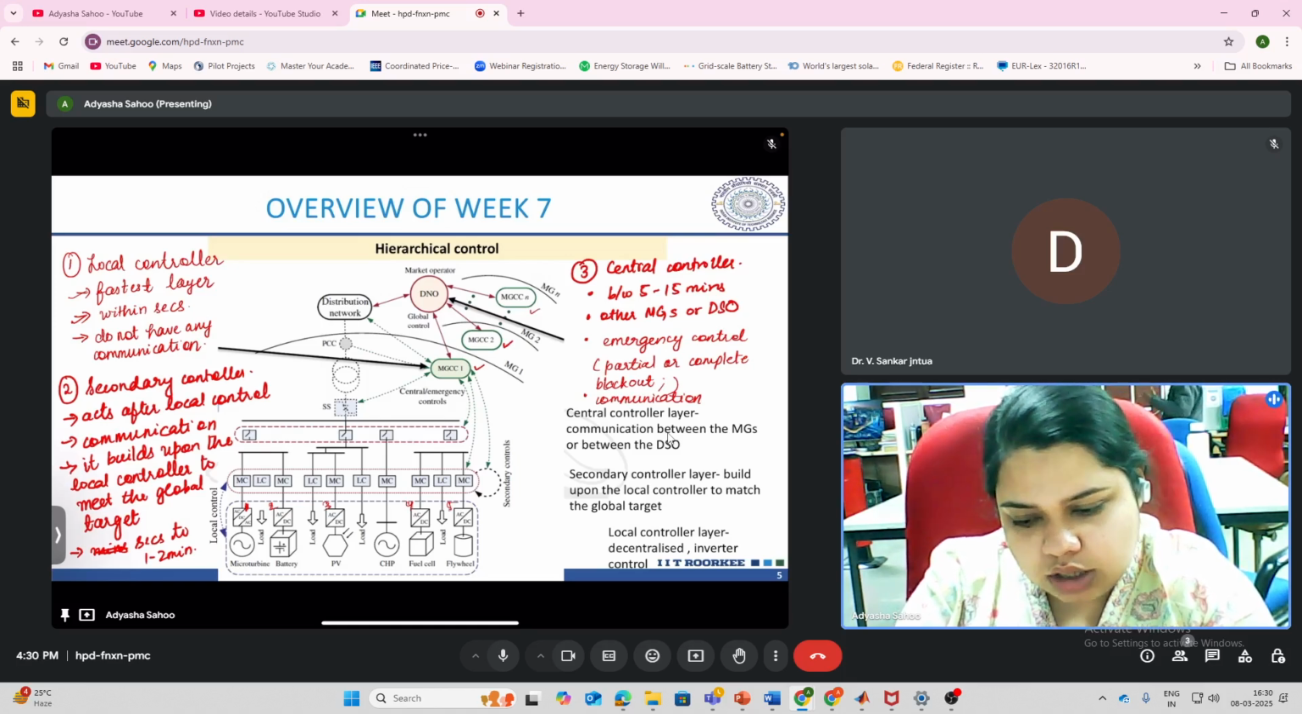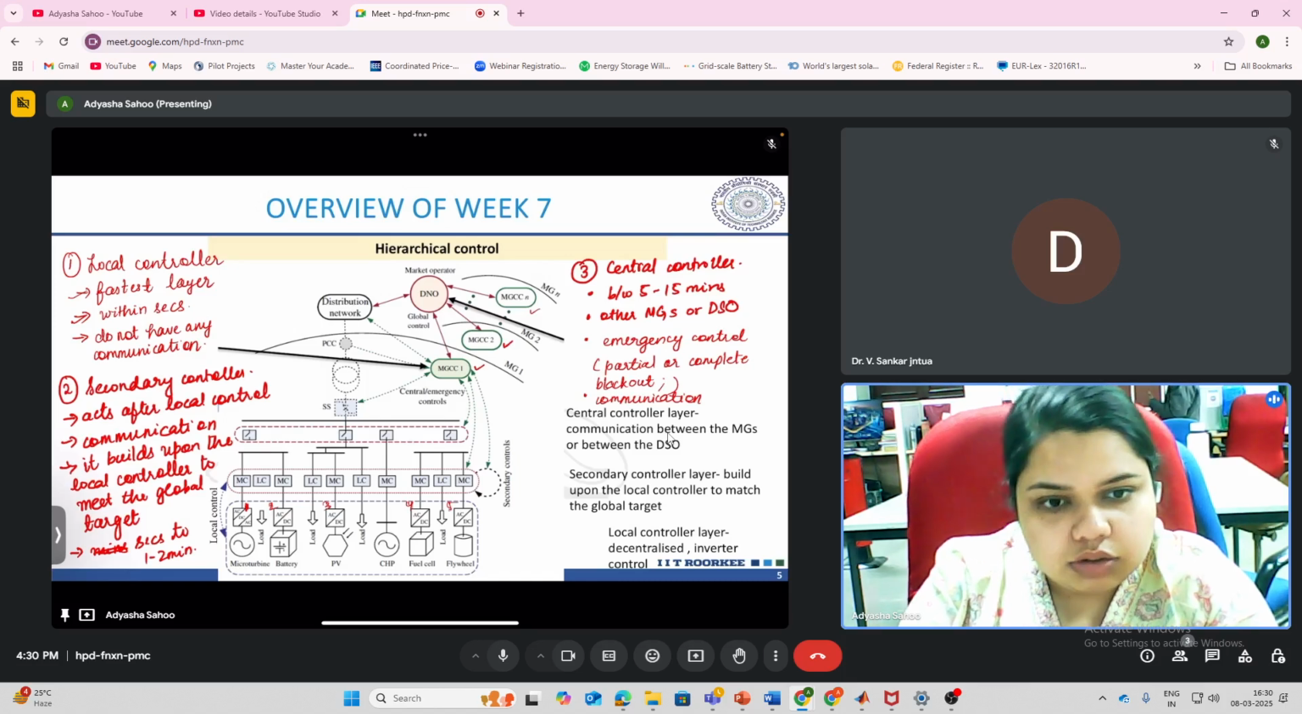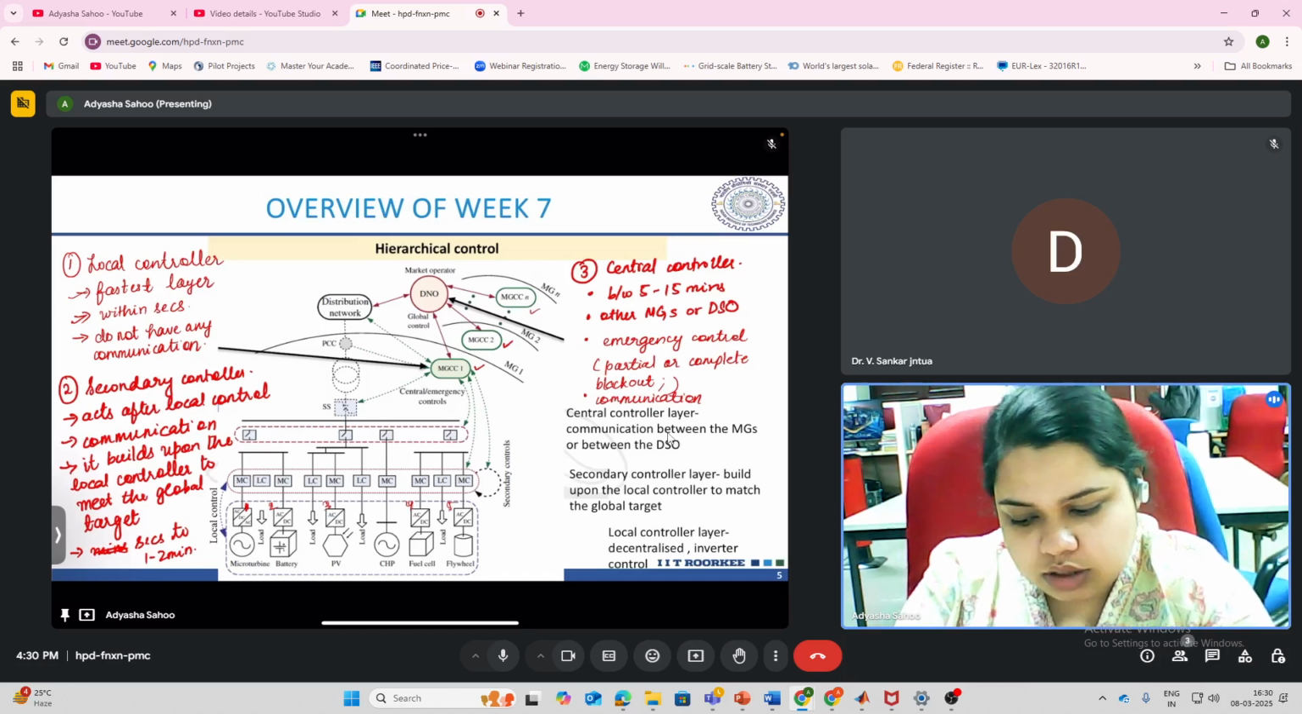So basically, in the hierarchical control, you have three control layers: the local controller, the secondary controller, and the central controller.